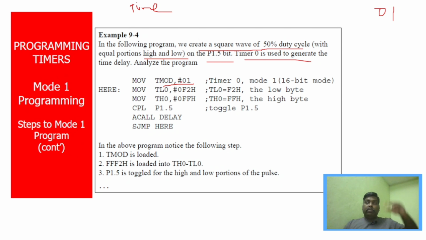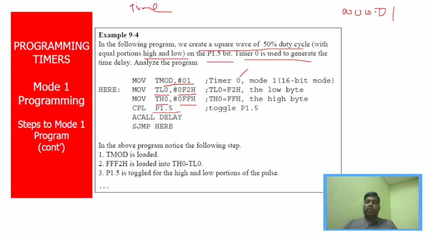So you can see the same steps we are going to write in the program. That's all. Instead of writing 0, 0, 0, 0, 0, 0, 0, 0, I'm just writing 01. This will be loaded in the TMOD register, which configures timer 0. And now I'm going to load the values for TH0 and TL0. Here no frequency is given, so I'm giving a random value, F2 for TL0 and FF for TH0. And I have to use this particular pin, P1.5, to generate the square wave. So what I'm doing is I'm just complementing that pin.